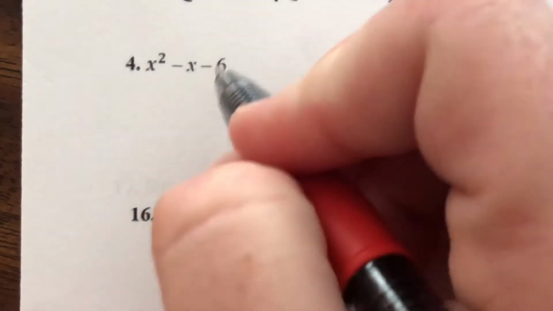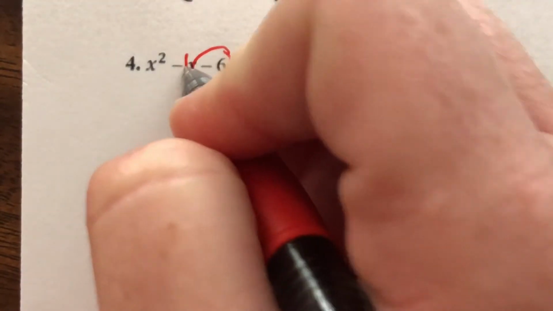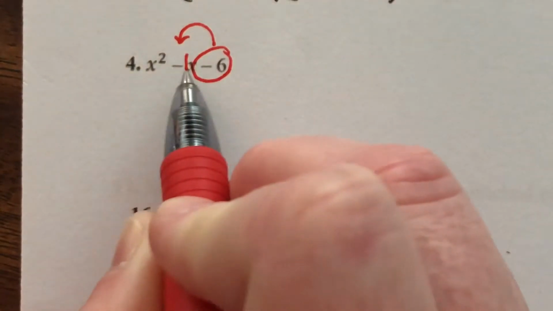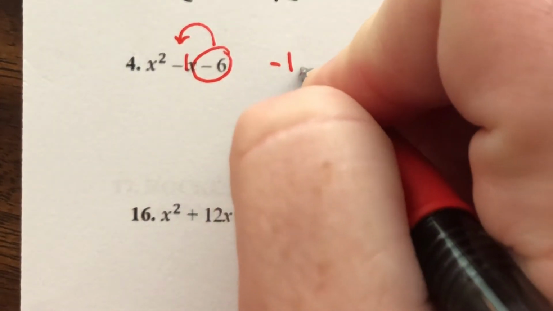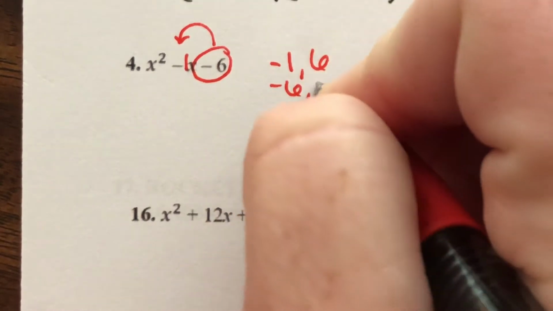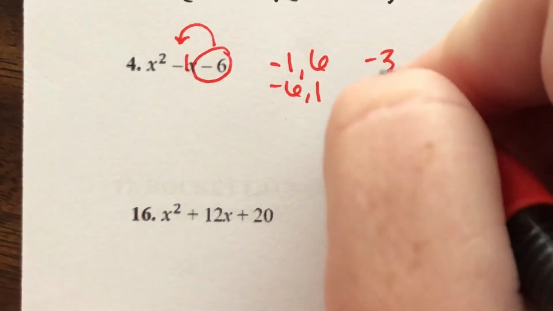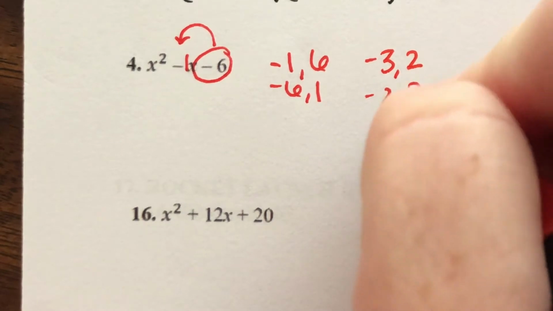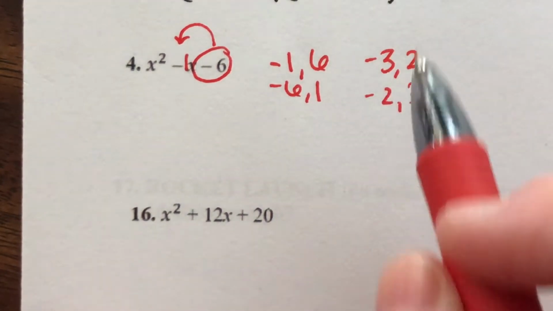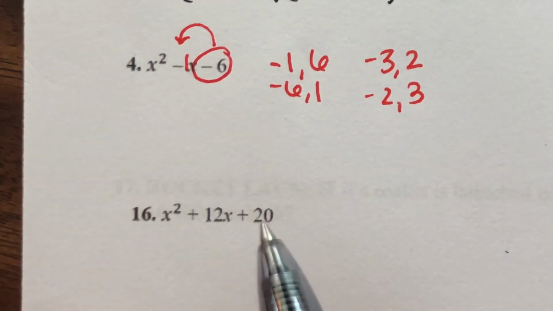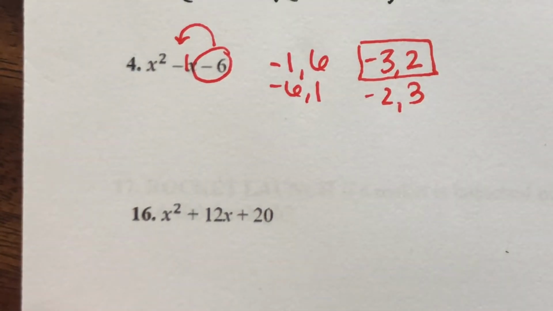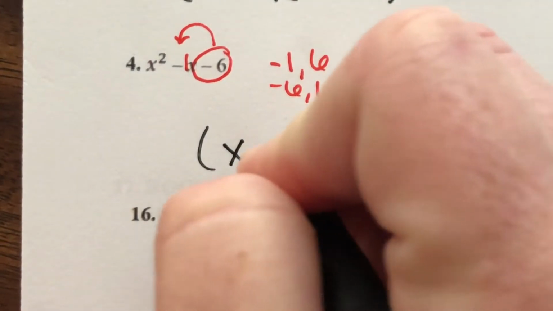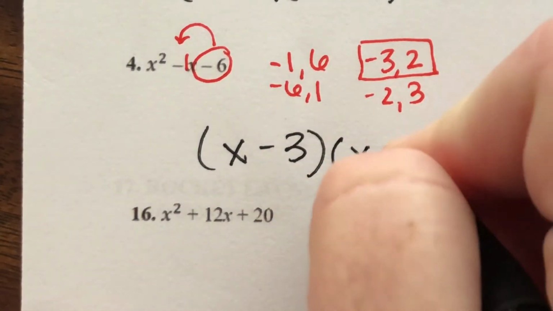Easy peasy. Next one, all the factors of -6 that add up to -1, this is a -1 in front of the x. So factors of -6 are -1 and 6, -6 and 1, -3 and 2, -2 and 3. So which of those sets of numbers adds up to -1? This guy right here, -3 and +2. So my binomials are going to be x minus 3 and x plus 2.